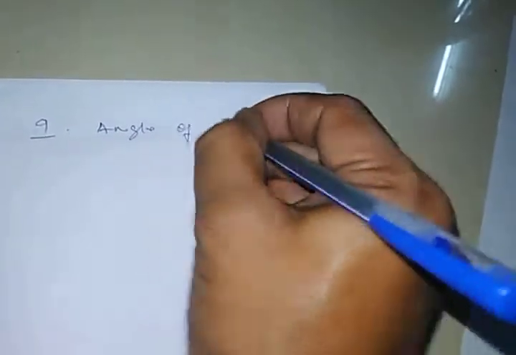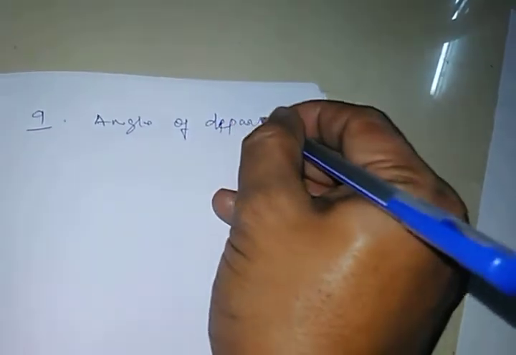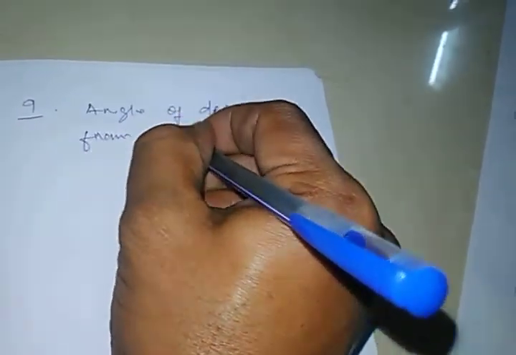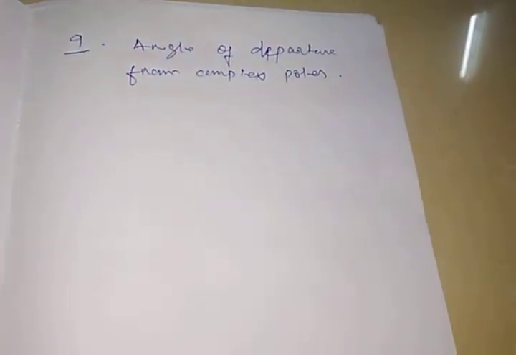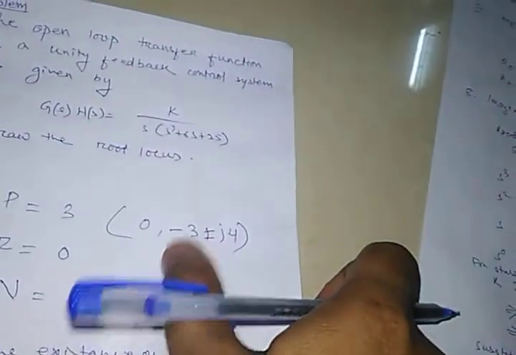Point number 9 is about the angle of departure from complex pole. This point I have not discussed in my previous problem, because in that problem point number 9 was not required. So I have to explain the point. To find this angle of departure from a complex pole, there must be some complex pole present. In this case, complex poles are there. That is, there are two complex poles.